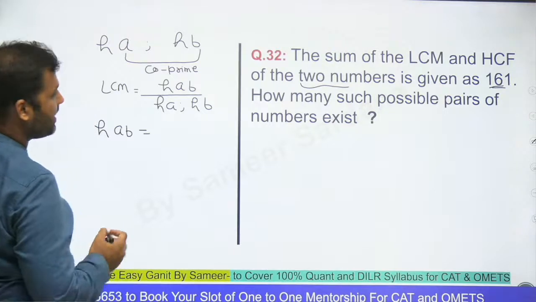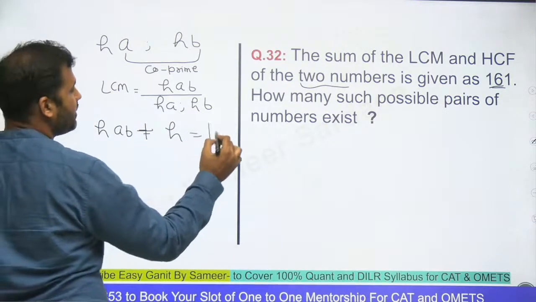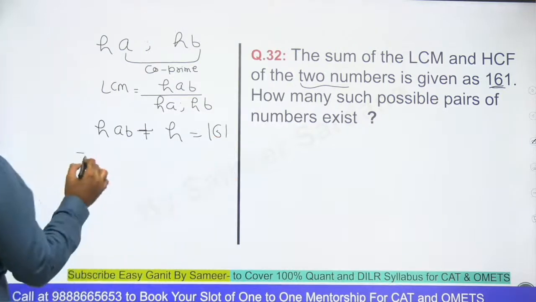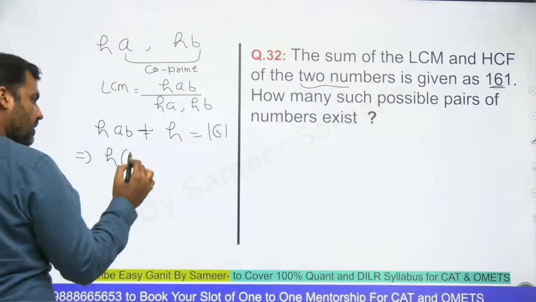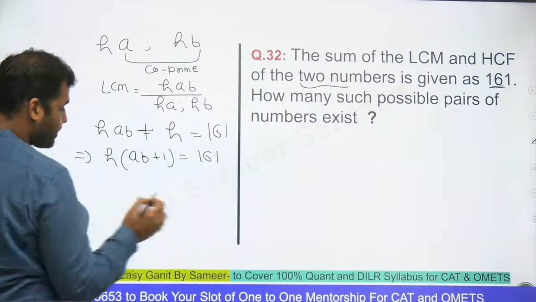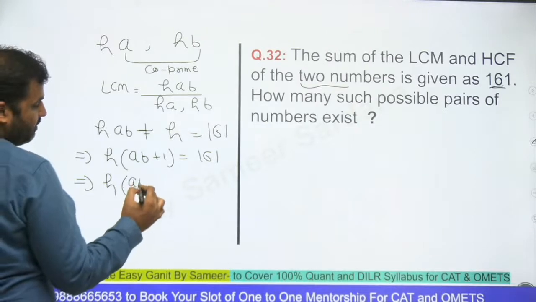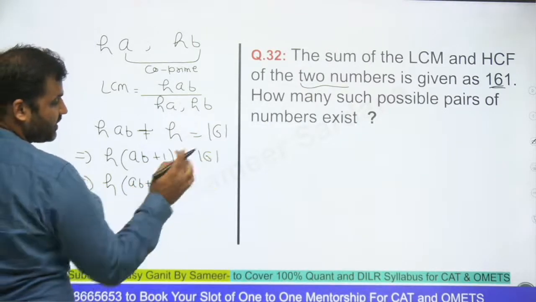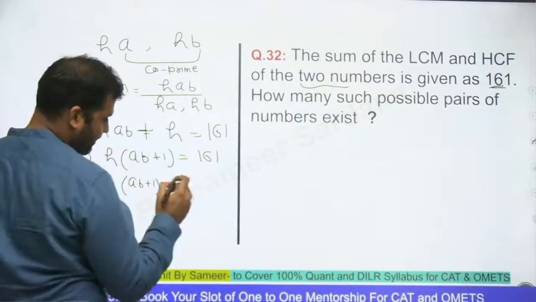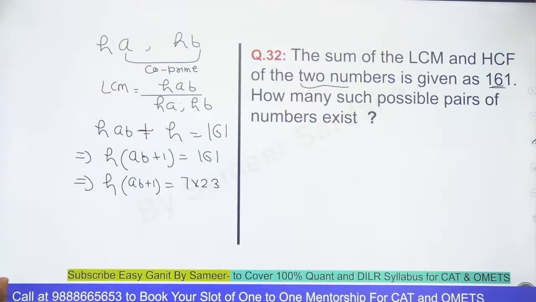Question says the sum of LCM plus HCF of the number is given to you as 161. Can I take H as common? So this will be H into AB plus 1 is equal to 161. Yes or no, guys? Right? Now, guys, H into AB plus 1 should be 161. 161 का factorization क्या बनेगा बच्चों? 7 पे जा रहा है. 7 into 23. Now start making cases.